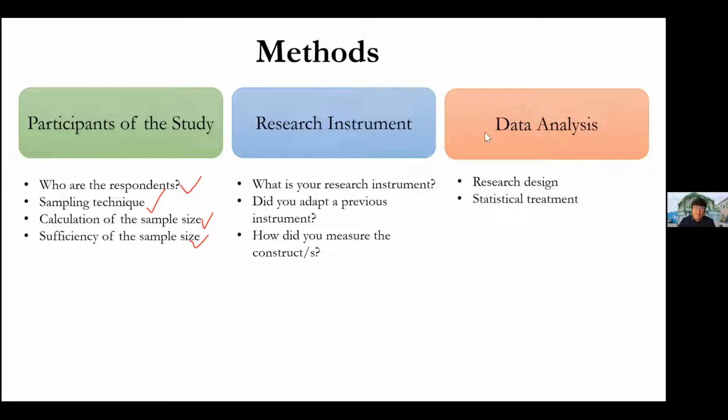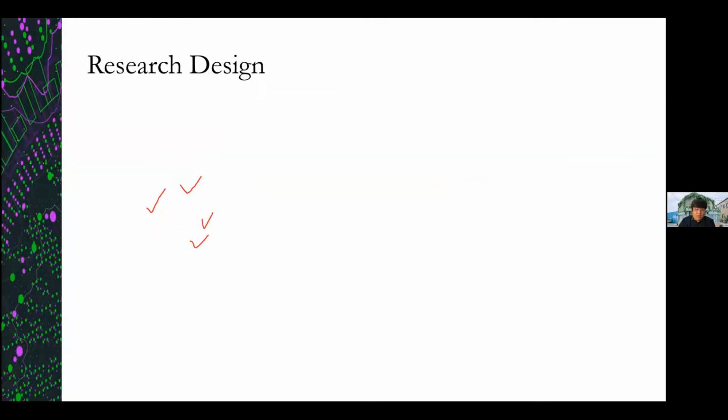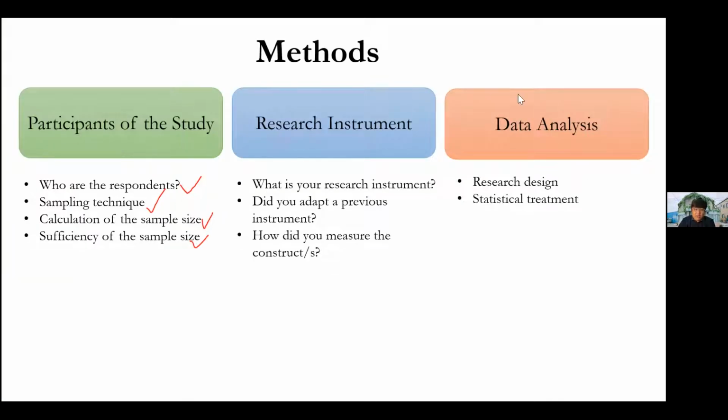And number 3, under data analysis, there must be clarity on what research design you will be utilizing in your paper and at the same time the statistical treatment that you will be using in your paper, particularly if your paper is a quantitative research or it is a paper that is quantitative in nature. Okay?